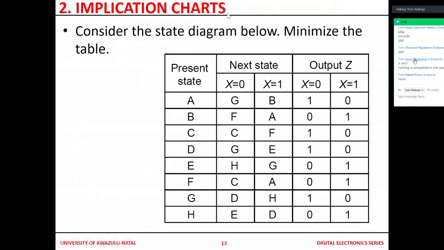Okay, the other method is called implication charts. You have used row reduction and it told you nothing is compatible. So now let's look at the same state diagram. We are going to use another method called the implication charts. Just participate, we'll go through it once and you won't have a problem. Okay, so which method is this?